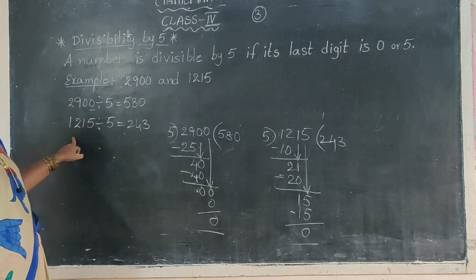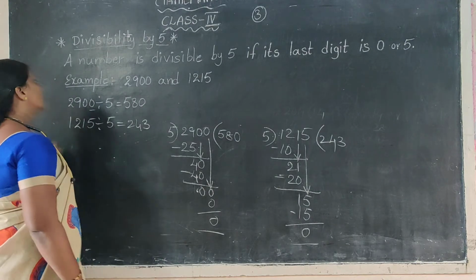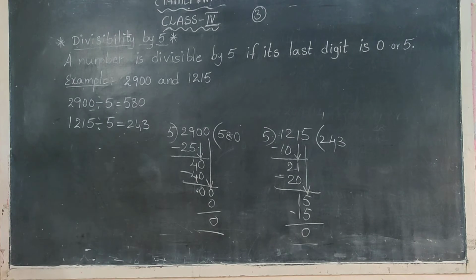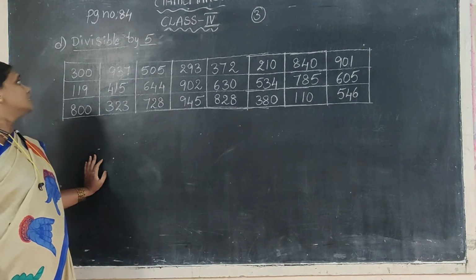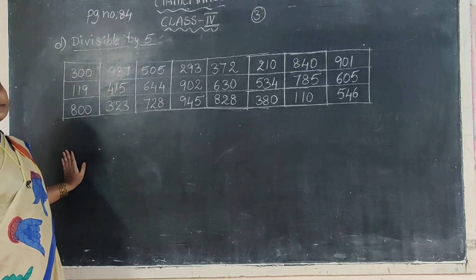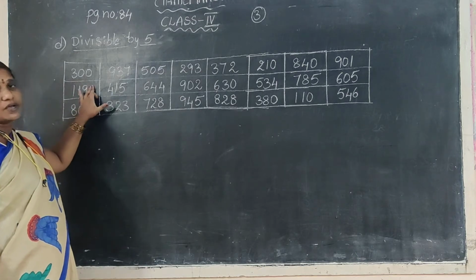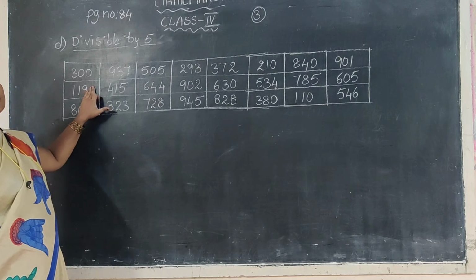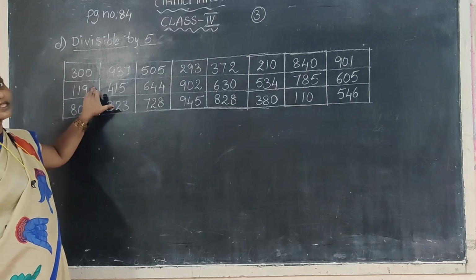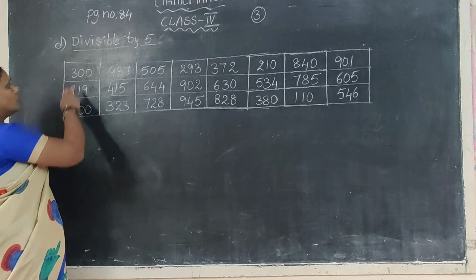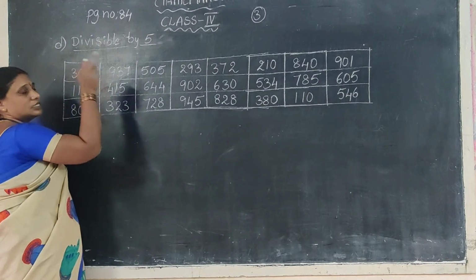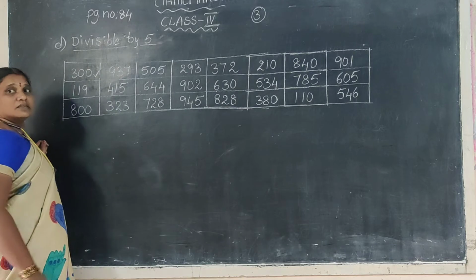So next, next exercise. Page number 84, the sums. Divisible by 5. A number is divisible by 5 if the last digit is 0 or 5. Check whether the last digit is 0 or 5. 300 number, last digit 0. It is divisible by 5.